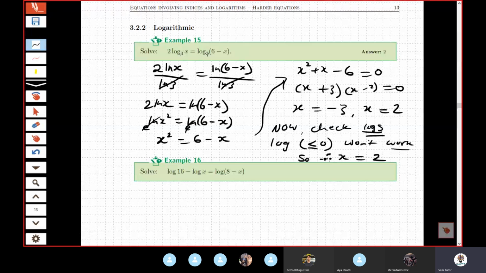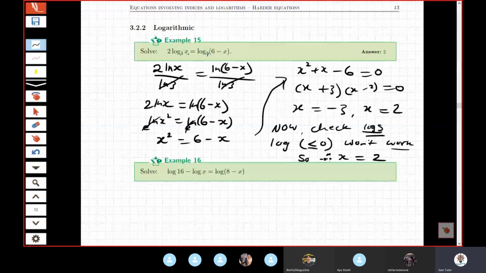You can't log a negative. Now that doesn't mean all your negative x's are wrong, so be careful, because look here, 6 take away -3, that gives you +9. Log 9 is not a problem, but it's this side, the fact that it actually becomes log of -3, it's a problem. So don't just go, oh yeah, -3, it's wrong.